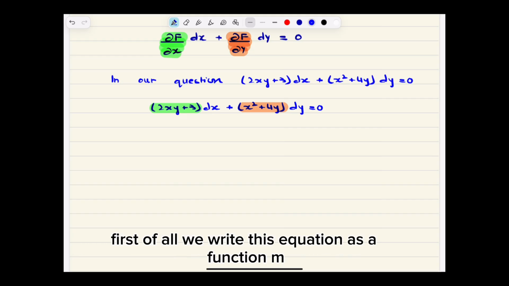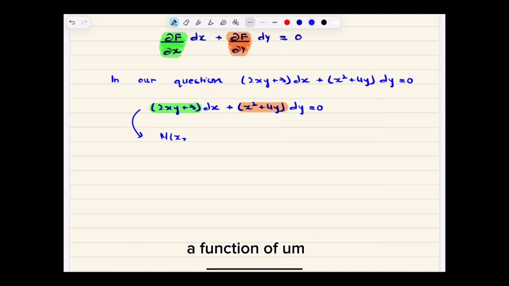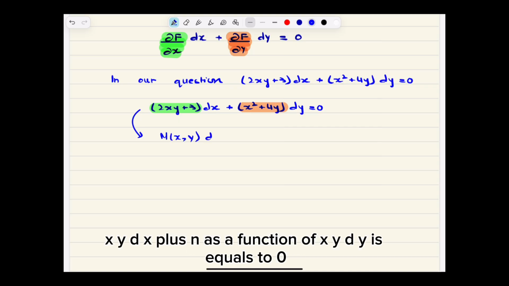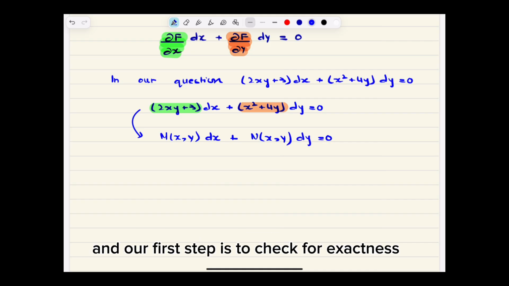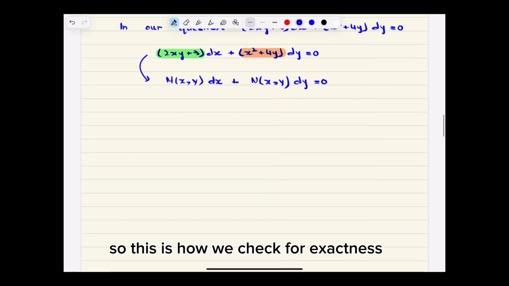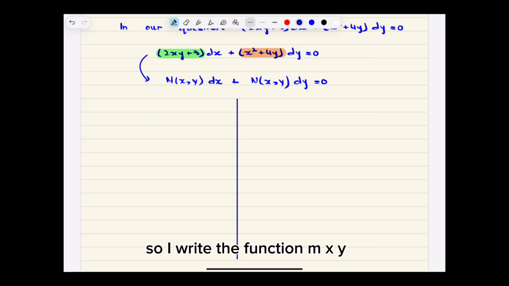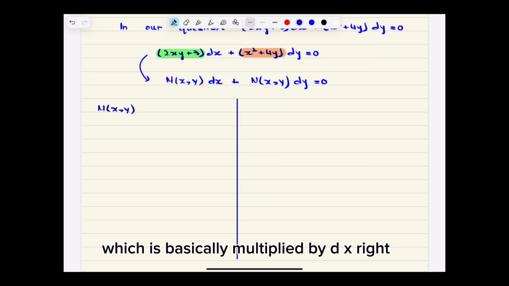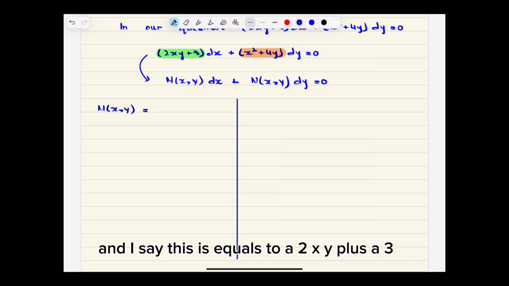First of all, we write this equation as a function M of x,y dx plus N as a function of x,y dy is equal to 0. Our first step is to check for exactness. So this is how we check for exactness. I write the function M(x,y), which is multiplied by dx, and I say this is equal to 2xy plus 3.